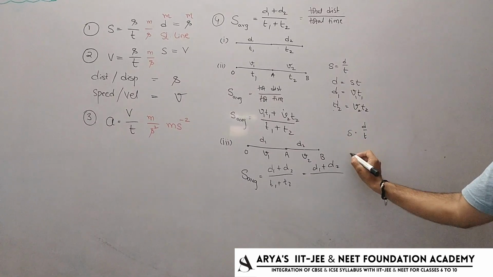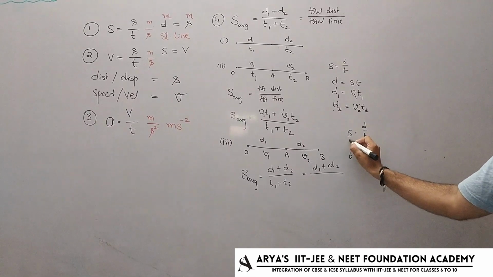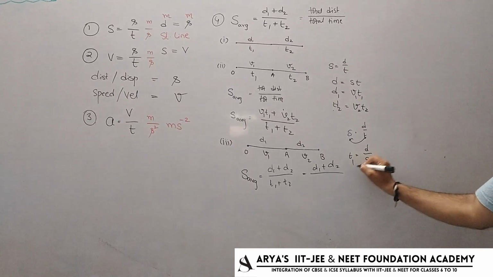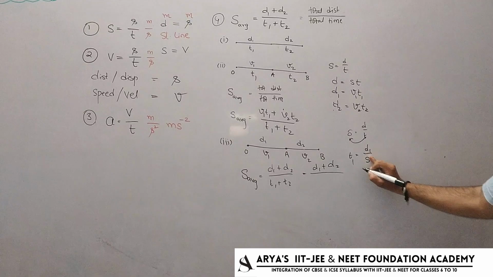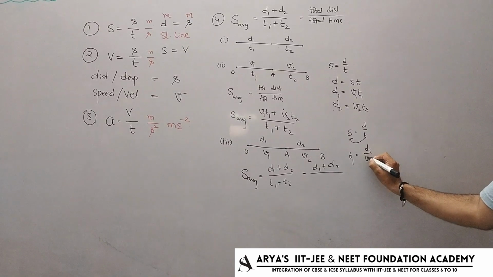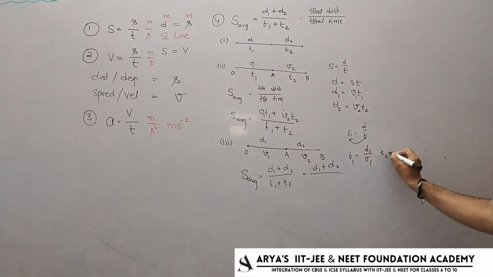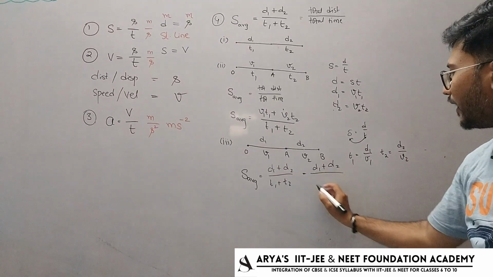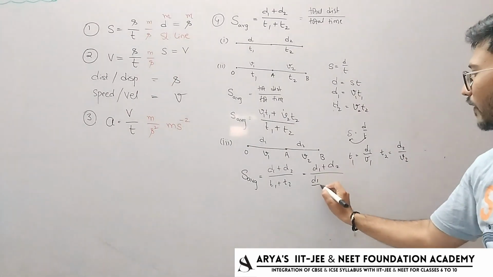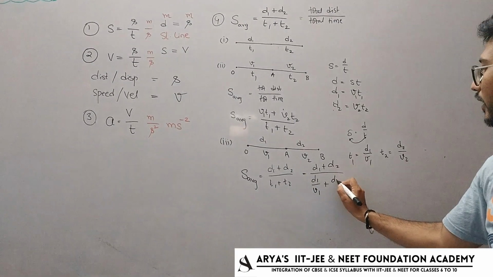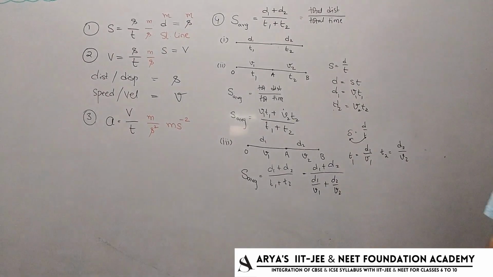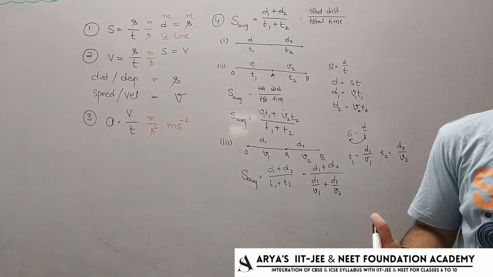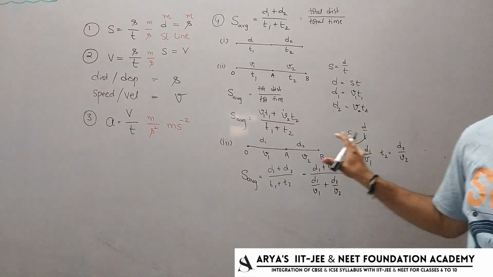Send the time to that side. T is equal to distance by speed. Very good. Now T1 is equal to D1 by speed, so what can you write? Very good, D1 by V1. T2 is equal to D2 by V2. Now D1 plus D2 by D1 by V1 plus D2 by V2, like that. So we have to convert everything. Is it clear?